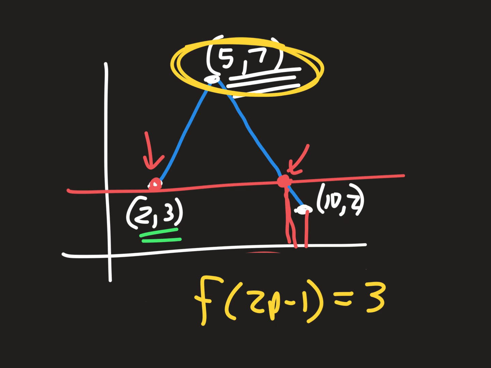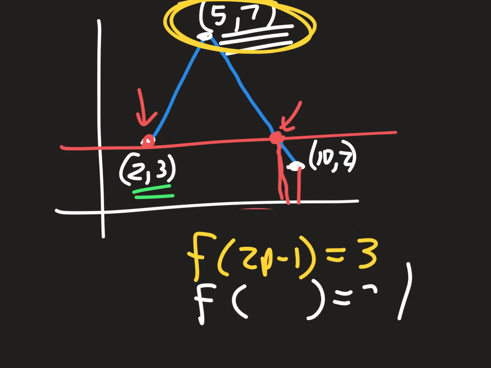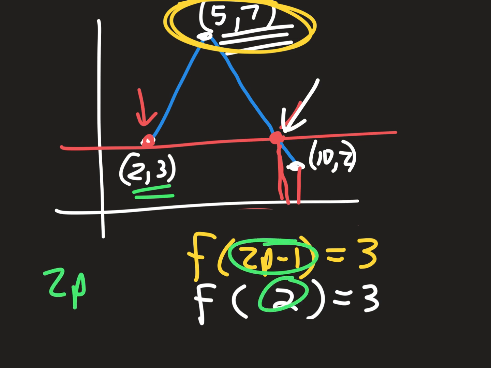Okay, so what I like to do is write a fact right underneath it. F of something is 3, and f of 2 is 3. Now, if you really want to get picky, f of 9 was also 3, but we can do that later. All right, f of 2 is 3. Then, if that's true, then you can copy this equals this. 2p minus 1 equals 2. 2p equals 3. Divide by 2, divide by 2. P equals 3 over 2.